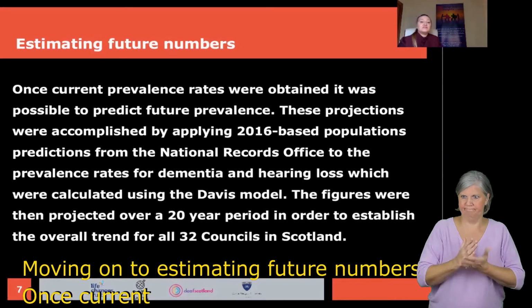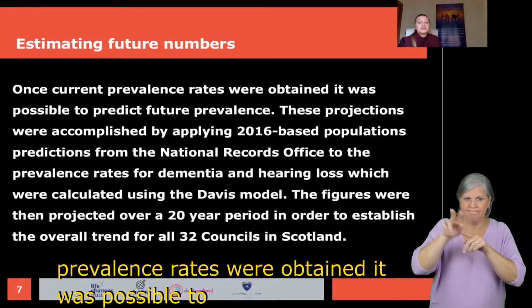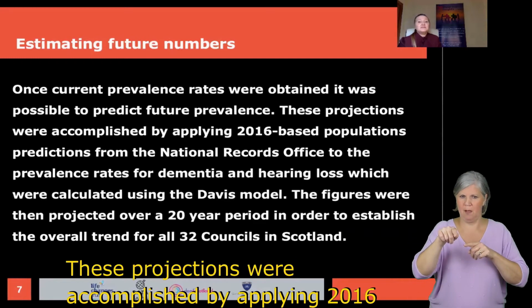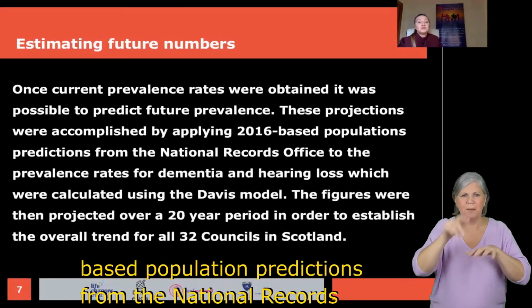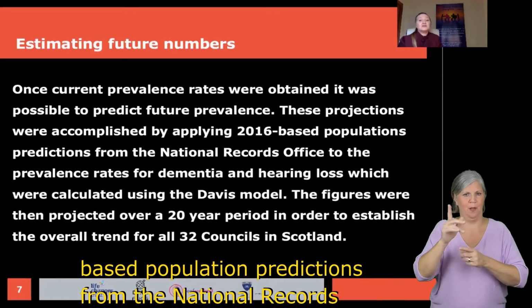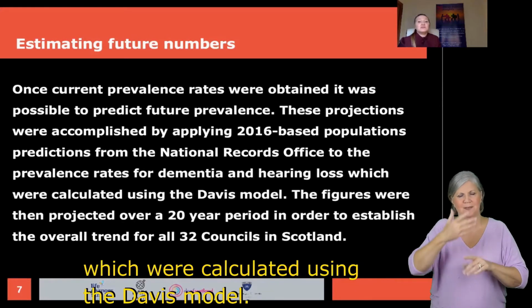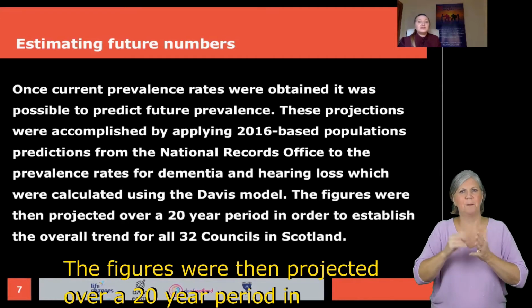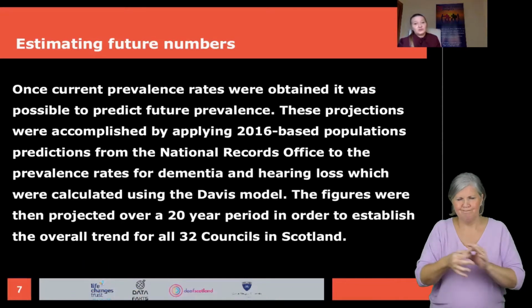Moving on to estimating future numbers. Once current prevalence rates were obtained, it was possible to predict future prevalence. These projections were accomplished by applying 2016 base population predictions from the National Records Office to the prevalence rates for dementia and hearing loss, which were calculated using the Davis model. The figures were then projected over a 20-year period in order to establish the overall trend for all 32 councils in Scotland.